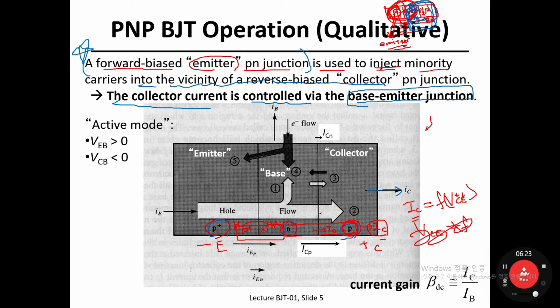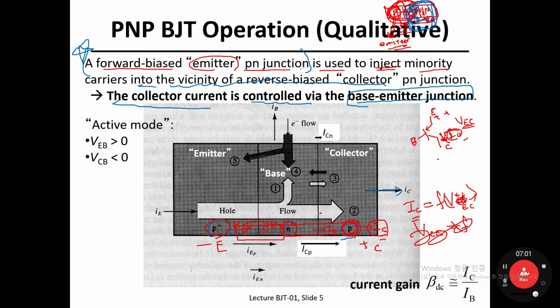If I draw the circuit symbol again for PNP, emitter, collector, base, and IC, right? This IC, the total amount of current coming from the collector, has nothing to do with emitter voltage. I have to say emitter voltage instead of EC. Okay. So VEC, the emitter to collector voltage difference, has nothing to do with I sub C. Well, at first glance, that sounds weird.